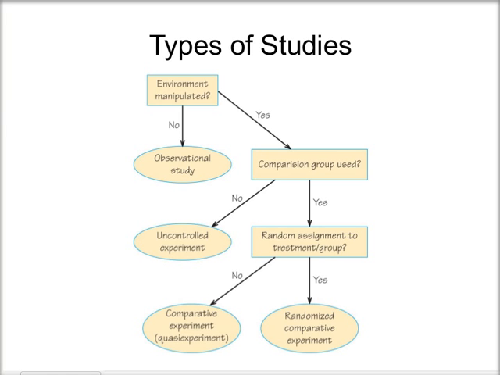If a comparison group is used, then we ask if random assignment was used to put subjects in one group or the other. If they were not randomly assigned, then this is a comparative experiment, but not a randomized comparative experiment. If subjects were randomly assigned to a treatment or control group, then that is a randomized comparative experiment. So when you're reading about a study, you can go through this chart and it will help you decide which type of study or experiment you're dealing with.